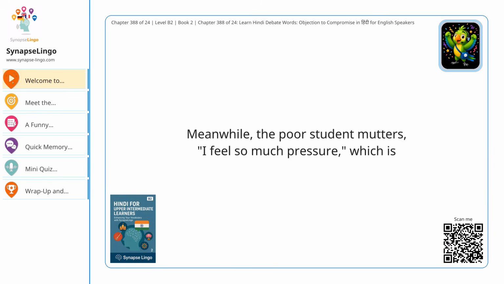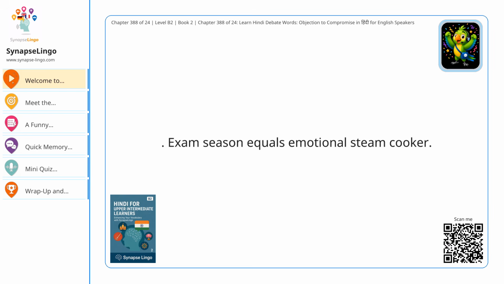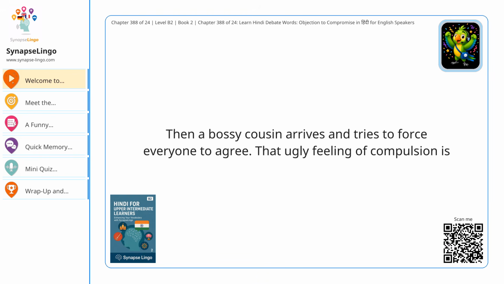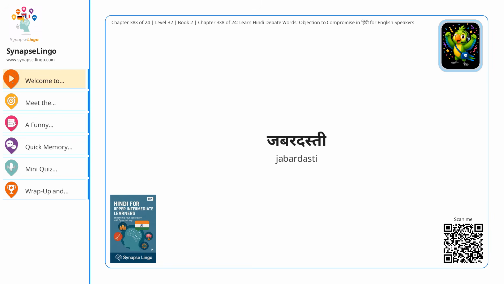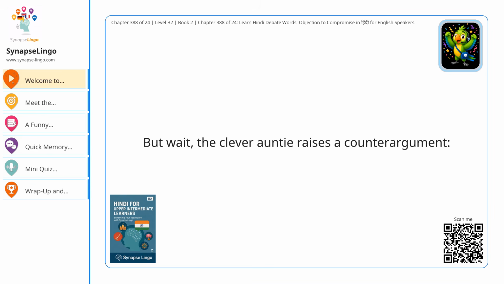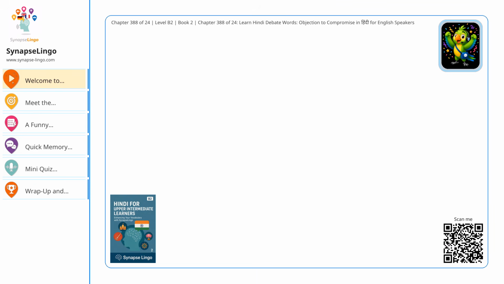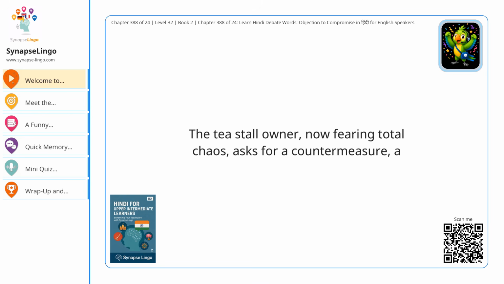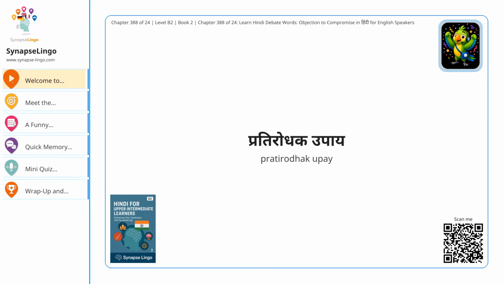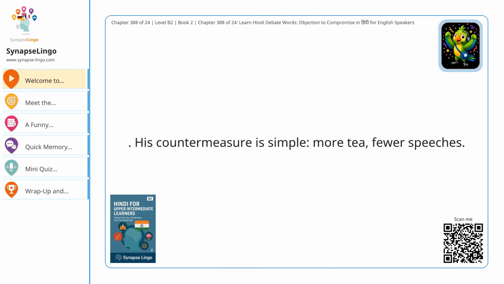Meanwhile, the poor student mutters, I feel so much pressure, which is Dabāv. Exam season equals emotional steam cooker. Then a bossy cousin arrives and tries to force everyone to agree. That ugly feeling of compulsion is Jabardasti. But wait, the clever auntie raises a counter-argument. Prativad. She does not just disagree, she disagrees with style. The tea stall owner, now fearing total chaos, asks for a countermeasure, a Pratirodhak upay. His countermeasure is simple, more tea, fewer speeches.